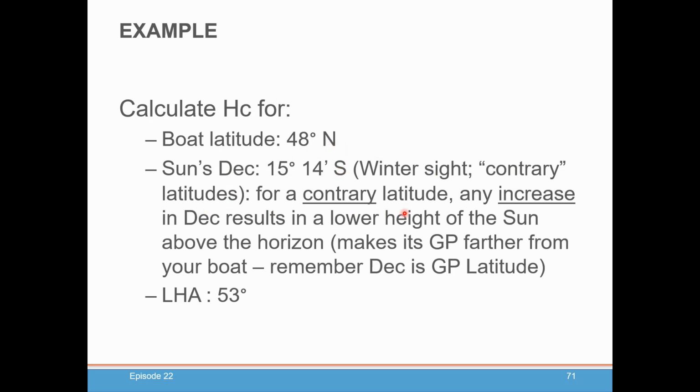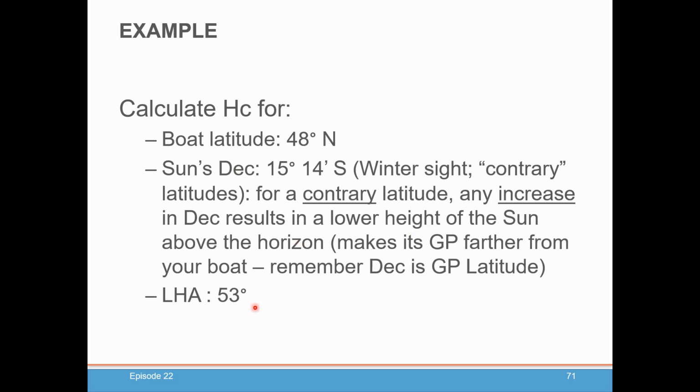And when you have a contrary latitude, any increase in declination, so if the declination goes up from 15 to 16 to 17, etc., you know that the sun is getting further and further away from your boat. Because if you remember, declination is basically like latitude. So as you're going further south in latitude, you're getting farther away from your boat. So that's going to lower the height of the sun above your horizon. It's just something to think about as you're doing these tables. You should have some sense of what's really happening in reality, so that when you do look things up in your table, it makes sense to you.